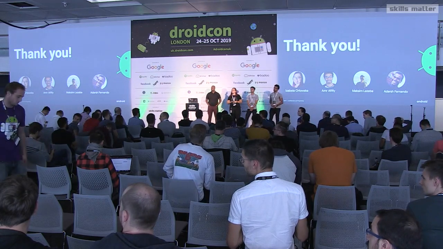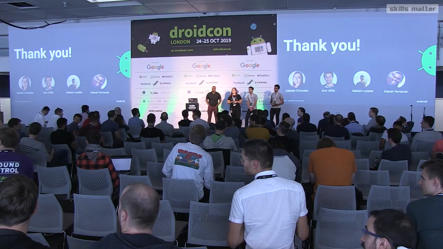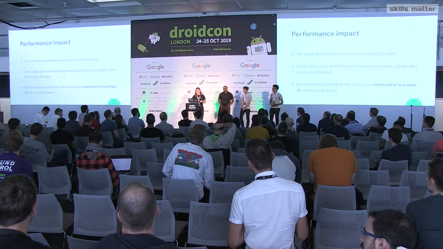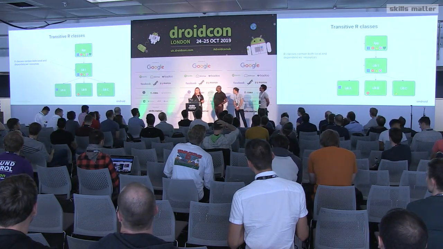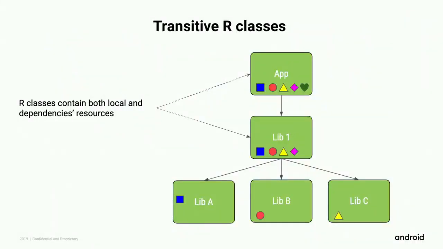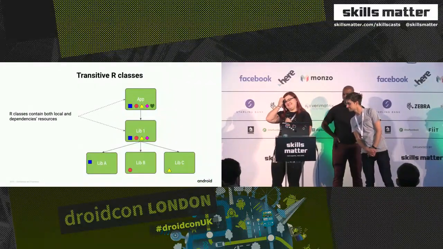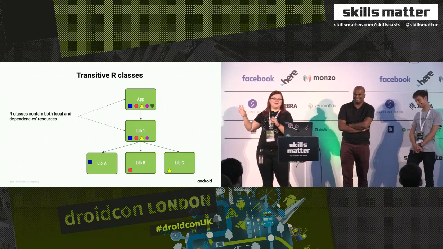Thank you, guys. I have a really important question. Could you open the transitive R classes slide, please? Yes, this one. So in the app block we have a heart, but in the libraries not. Does that mean that libraries should be written without the heart?